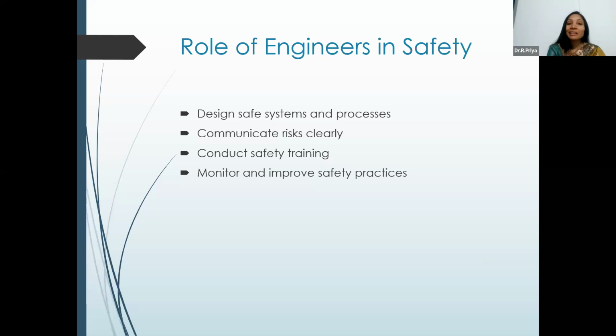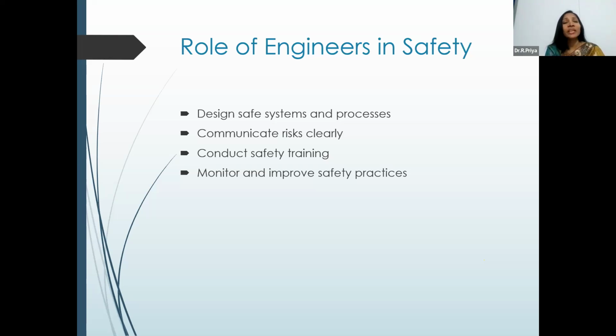Then communicate risk clearly. The engineers must clearly communicate the potential risks associated with tasks, machines, and processes to workers and supervisors, because clear communication helps prevent unsafe acts and misunderstanding. Before starting electrical maintenance work, the engineers explain properly the risk of electric shocks and arc flash, and communicate safe isolation and grounding procedures.